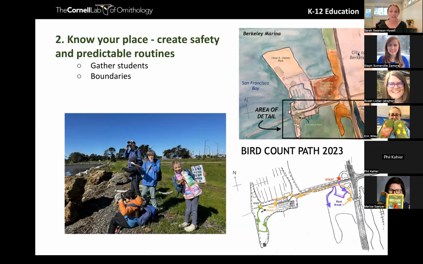And one of the things I learned at the marina, it is very frequently windy and my voice does not carry very well. Therefore, before we headed out for our bird counts, I taught and practiced with the kids a call and response attention getter that the kids would echo to help amplify my voice and amplify the message of it's time to gather into our circle.